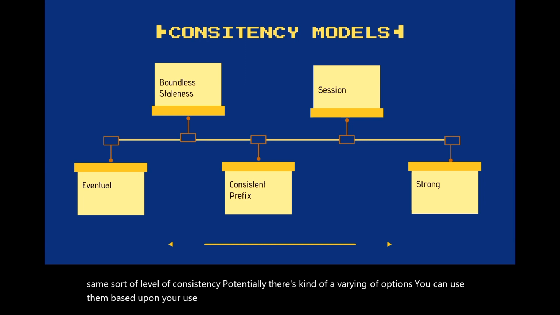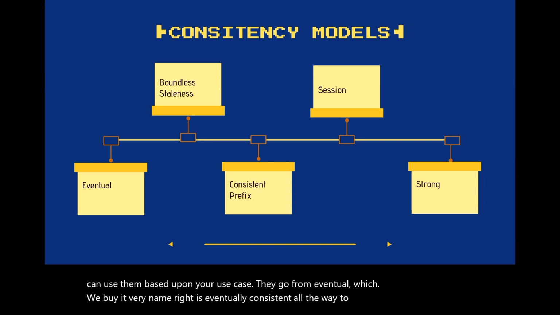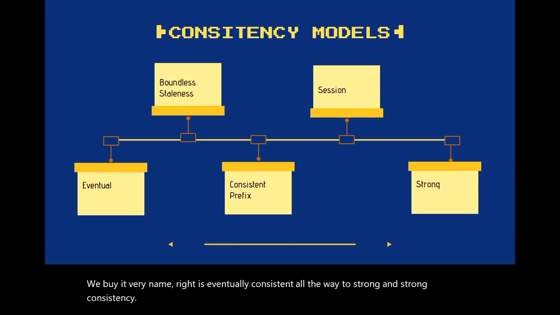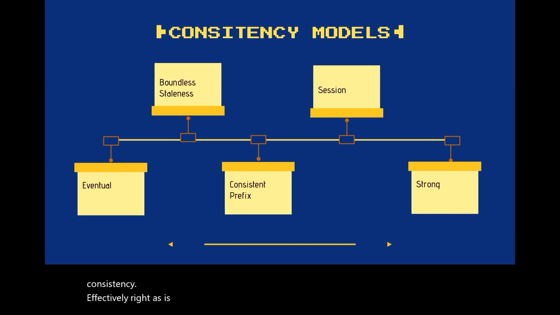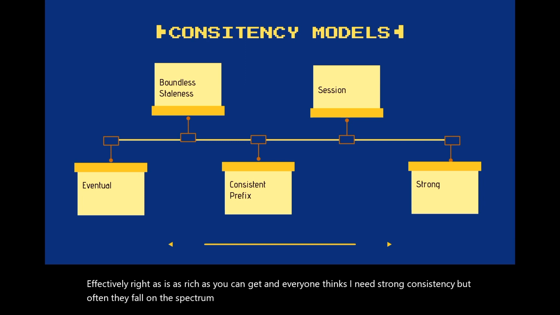They go from eventual, which by its very name is eventually consistent, all the way to strong. And strong consistency is as rigid as you can get. Everyone thinks they need strong consistency, but often they fall somewhere on the spectrum between eventual and strong. But you just need to work through that.